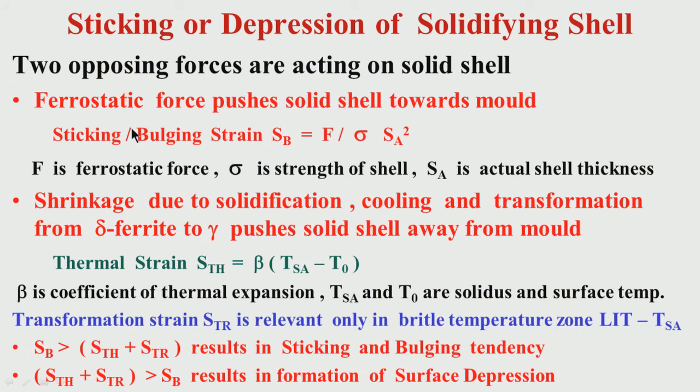So this sticking or the bulging shell will depend on ferrostatic force. It is fixed at a particular level of solidification, it goes on increasing as you are going down and down because of the additional force. So as you go down, the ferrostatic force or the overall force is increasing, but at a particular level this is fixed F. So at a particular level the sticking or bulging shell will depend on strength of the solid shell and the thickness of the solid shell. If the strength of the solid shell is low or the thickness is narrow, then it cannot withstand the force, and there will be relatively high amount of strain in the solid shell.